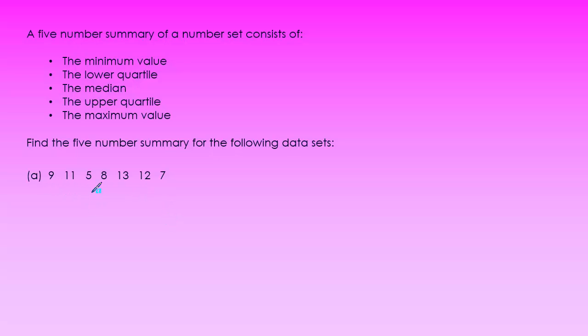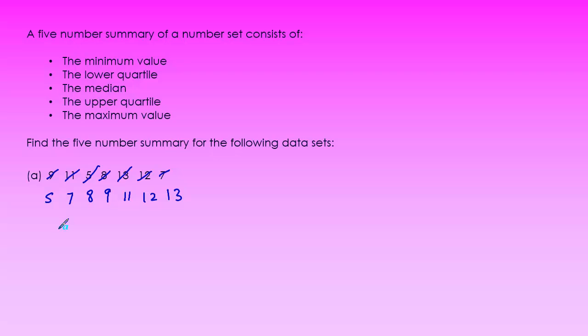So it's a good idea to put the data set in order. So 5 is the smallest value, then 7, then we have an 8, then we have the 9, then 11, 12, and 13. So it's a good idea to count them. 1, 2, 3, 4, 5, 6, 7.